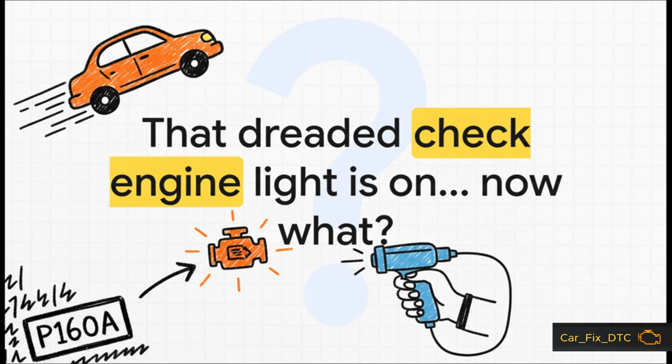All right, picture this. You're just driving along, everything's fine, and then boom, that little orange light pops up on your dash. It's the check engine light, and it brings that immediate sinking feeling, right? So you plug in your scanner, and it spits out P16A. What in the world does that even mean? And more importantly, what do you do now?